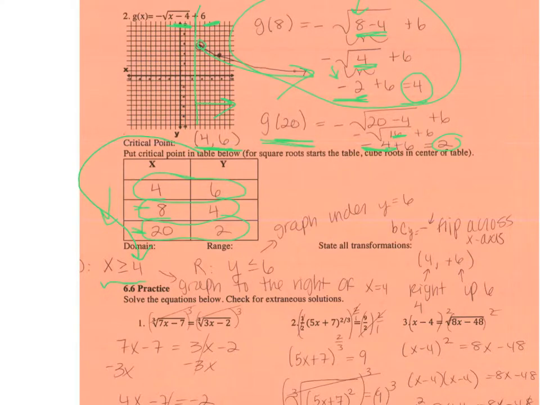My y values are under 6. So you say y is less than or equal to 6.